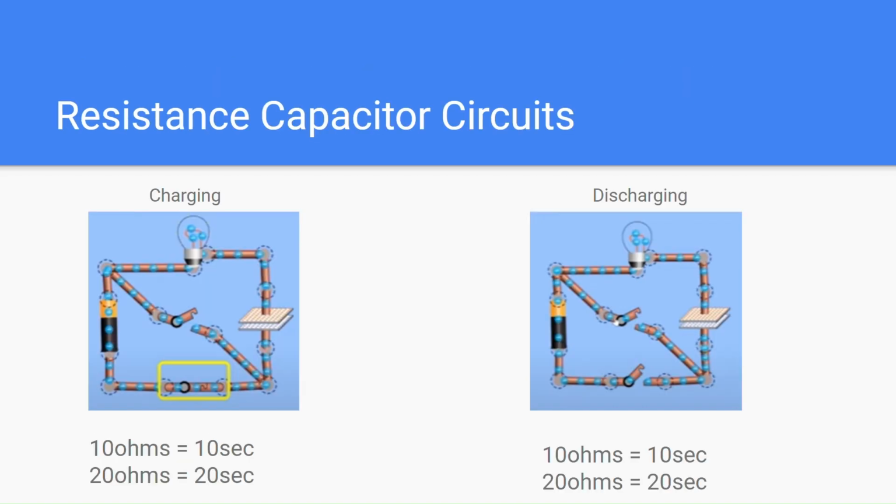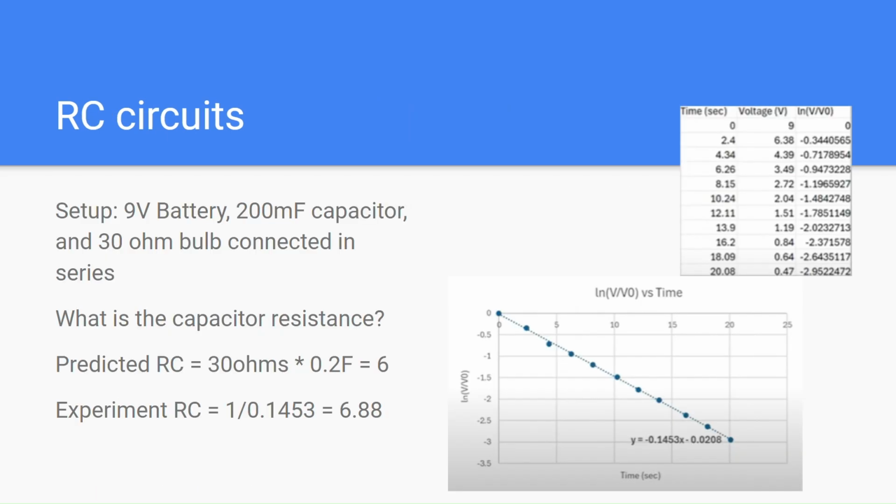So, the stopwatch, it was basically ohms per second. So 10 ohms, you get 10 seconds, 20 ohms, 20 seconds, and so on.